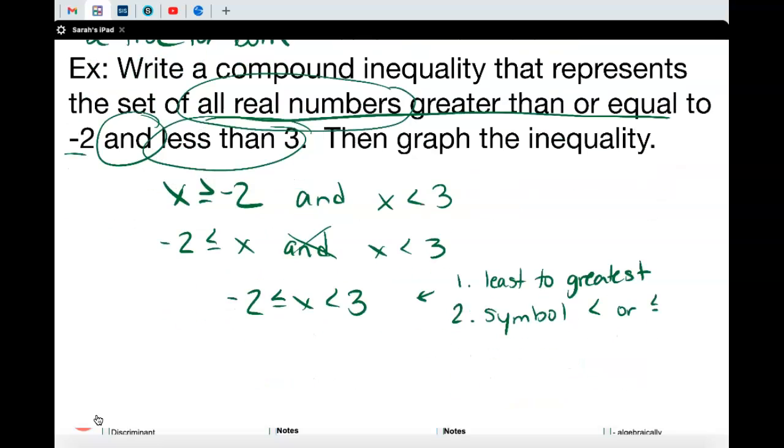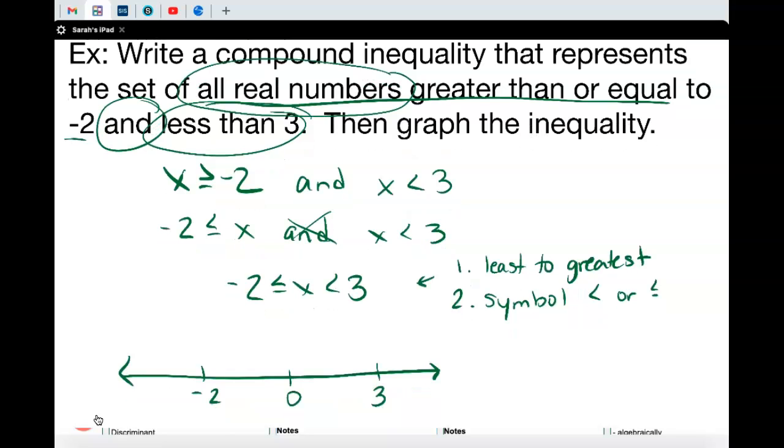Okay, so that's writing it. They said to graph it. Same thing as how we graph. We have -2, we have 0, we have 3. So at -2, do we have a circle or a dot? And then a circle. If I just look at -2, am I shading to the left side of -2 or the right side of -2?